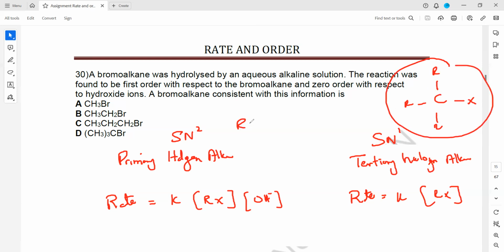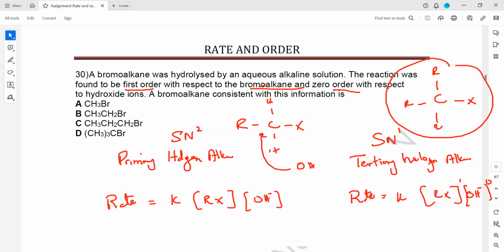But in SN2, what happens? The carbon is surrounded by only one carbon chain or one alkyl group. So OH can attack from any side and it will undergo a reaction. In the question, they mentioned the reaction was found to be first order with respect to bromoalkane or halogenoalkane, and zero order with respect to hydroxide. Hydroxide does not affect the rate of reaction, but halogenoalkane does. So if halogenoalkane is affecting the rate and hydroxide is not, it means they are talking about the tertiary halogenoalkane.